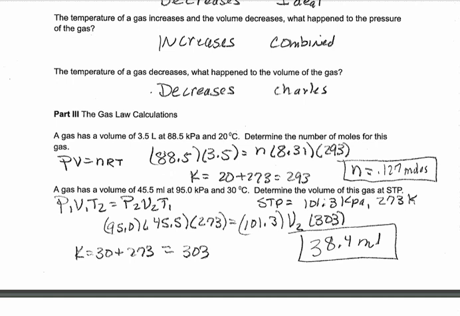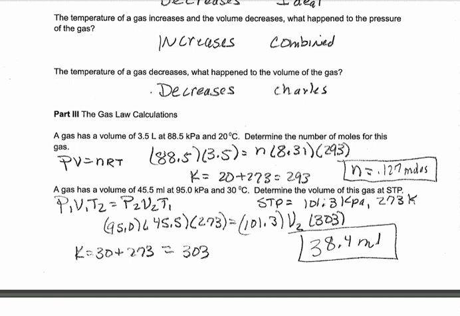The temperature of a gas increases and the volume decreases. What happens to pressure? So now we have temperature changing, volume changing, and pressure. So this is the combined gas law. If the temperature of a gas increases, that's likely to increase the pressure. And the volume decreases, that also is likely to increase pressure. So I'm going to go increases on that. And that's the combined gas law, because both of those factors increase the gas pressure.